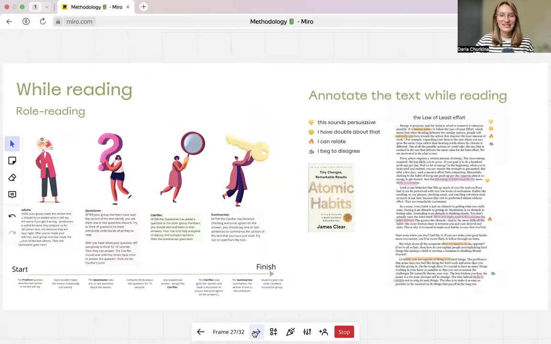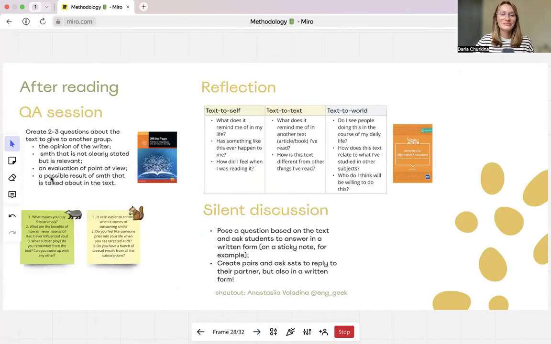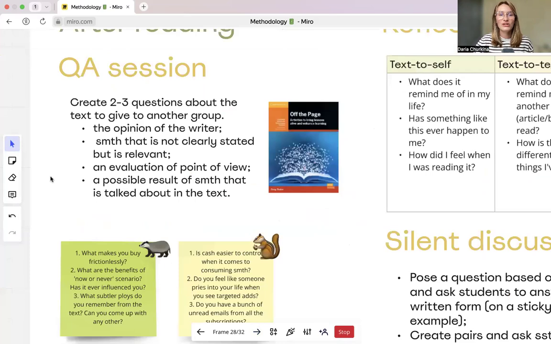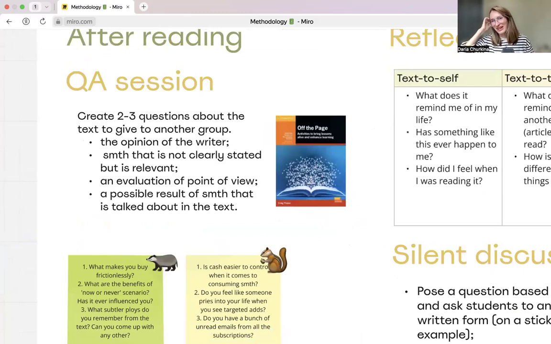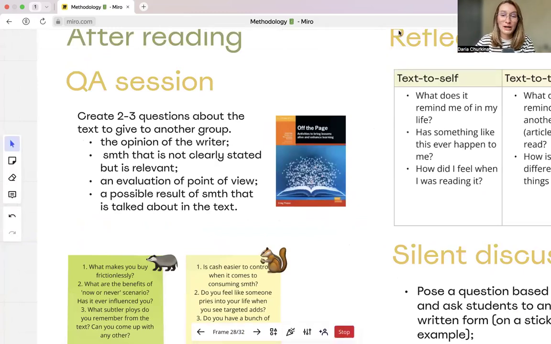Okay, and a couple of activities that you can do after reading. The first one here is the QA session. This activity is from the Off the Page book. I can recommend this book, there are some cool activities that you may want to explore. So this is one of them.